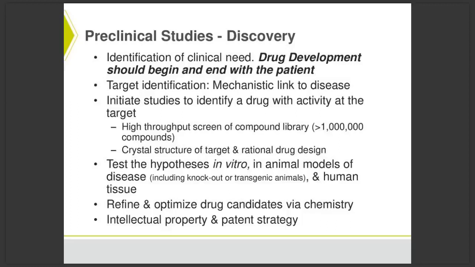This is basically done either through some sort of high-throughput screen of a giant compound library, or you actually determine what the target is and you do some sort of crystal structure, like some crystallography.